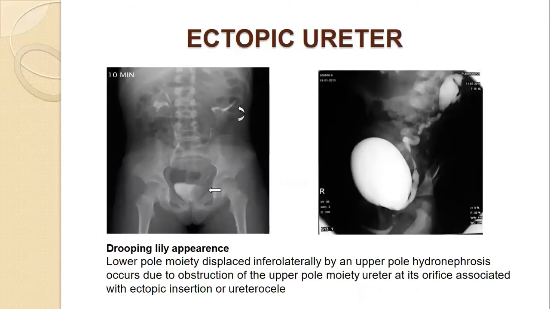Ectopic ureters are somewhat visible on IVU. We call this the drooping lily sign. The lower pole might be displaced inferolaterally by an upper pole hydronephrosis, which occurs due to obstruction of the upper pole moiety ureter at its orifice, situated with ectopic insertion or ureterocele, mostly at the bladder.